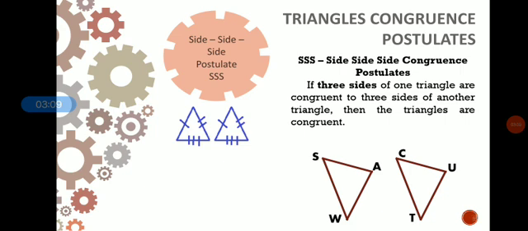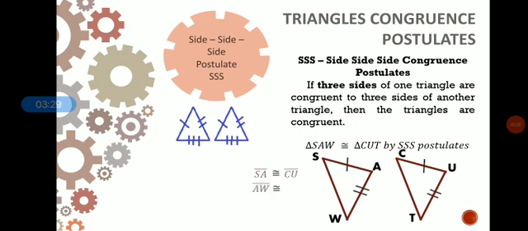So if the three sides of one triangle are congruent to the three sides of another triangle, then the triangles are congruent by SSS. Let's say we have triangle SAW congruent with triangle CUT by SSS. Una, side SA congruent to side CU. And then side AW congruent to side, tama, UT. And then lastly, we have side WS congruent to side TC. Again, hindi pwede yung CT, dapat TC kasi ang usap natin dito is correspondingly. Remember yung CPCTC natin? So this is side, side, side congruence postulate.